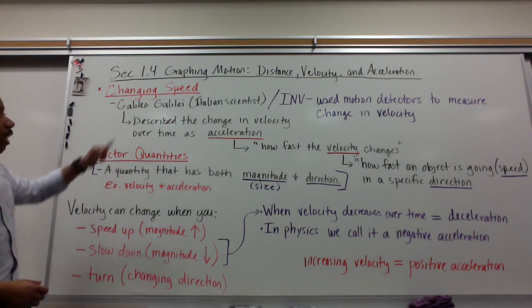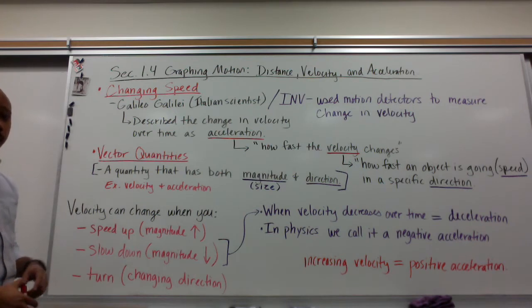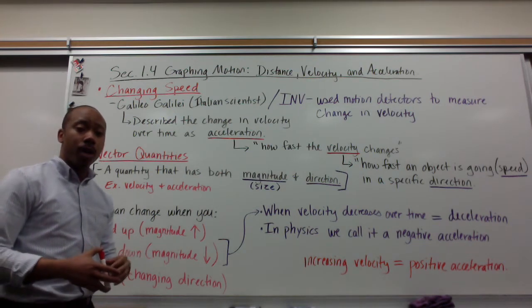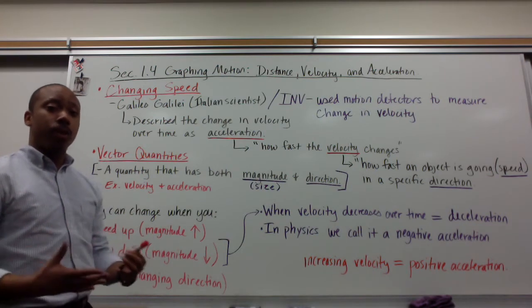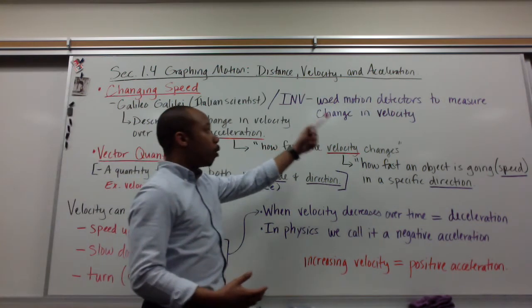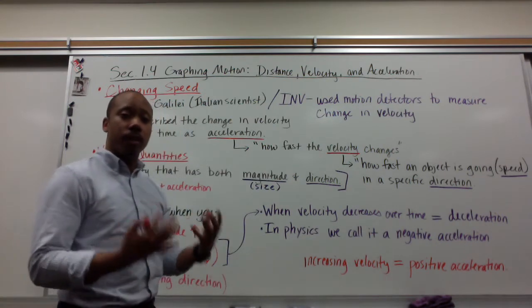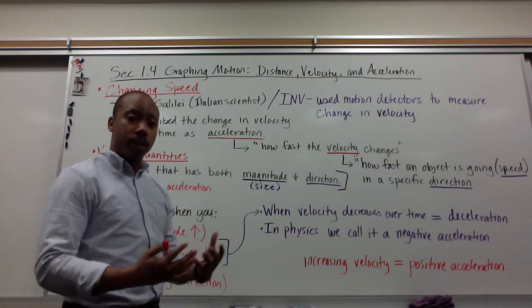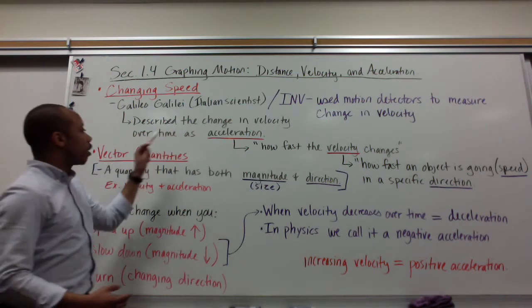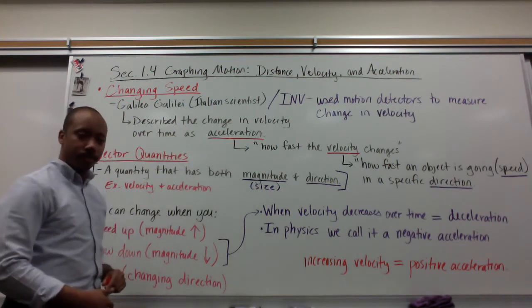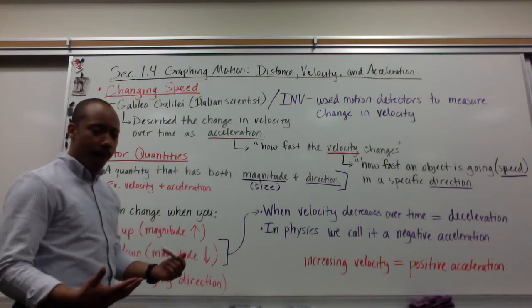We're going to first talk about Galileo Galilei. He was an Italian scientist who was the first to apply mathematics to the concept of changing speed. This is exactly what you guys did in your investigation. You used motion detectors to measure a change in velocity, which is a change in your speed. Now, Galileo described the change in velocity over time as acceleration. You guys already know that.